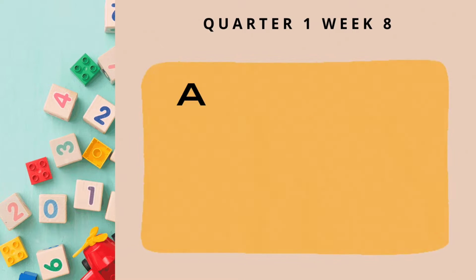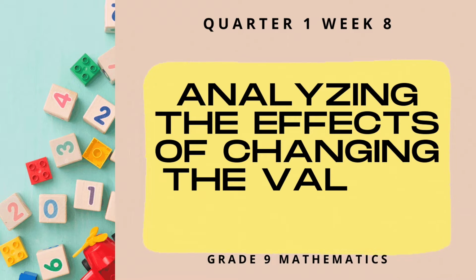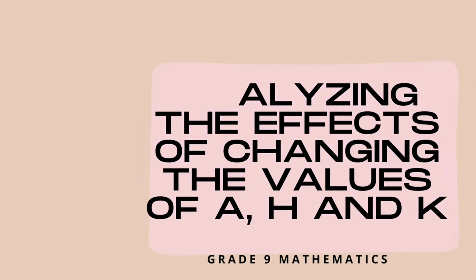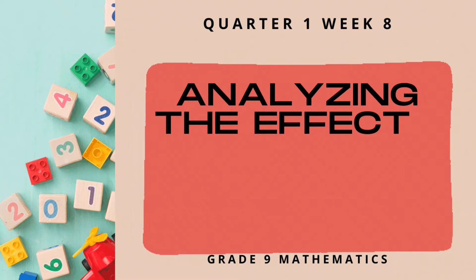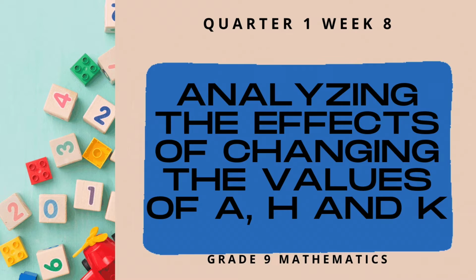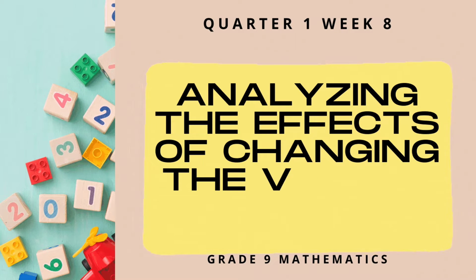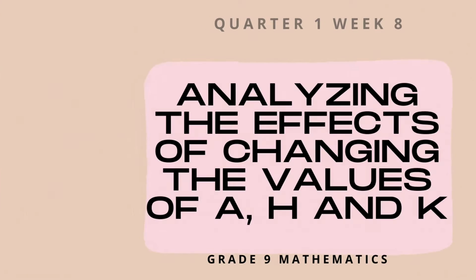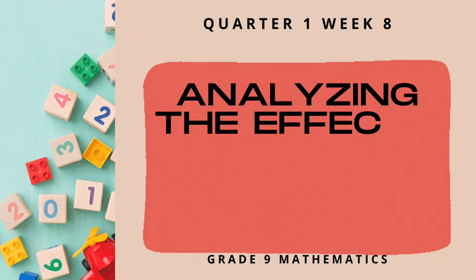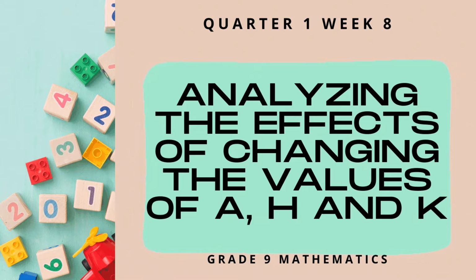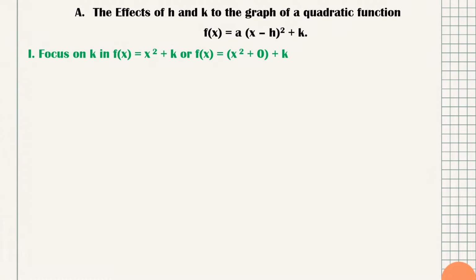After knowing the important characteristics of the graph of a quadratic function, you are now ready to analyze the effect of the changing values of a, h, and k in the equation y is equal to a quantity x minus h squared plus k, or f of x is equal to a quantity x minus h squared plus k. First, the effects of h and k to the graph of a quadratic function f of x is equal to a quantity x minus h squared plus k.